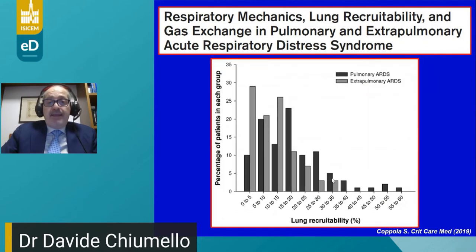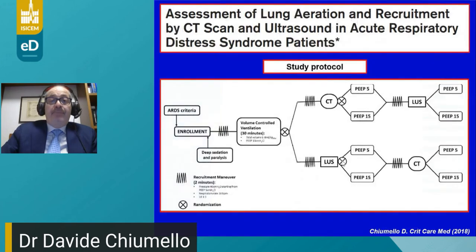And again, here is the frequency distribution of the lung recruitability in the pulmonary and extrapulmonary ARDS. Black bars are pulmonary ARDS, and as you can see, the pulmonary ARDS were characterized by a high amount of potential lung recruitability. But is it possible to use, for example, lung ultrasound to predict lung recruitability? We performed a crossover study in which ARDS patients underwent two levels of PEEP, low and high level of PEEP. At the same level of PEEP, we performed a lung CT scan and lung ultrasound.